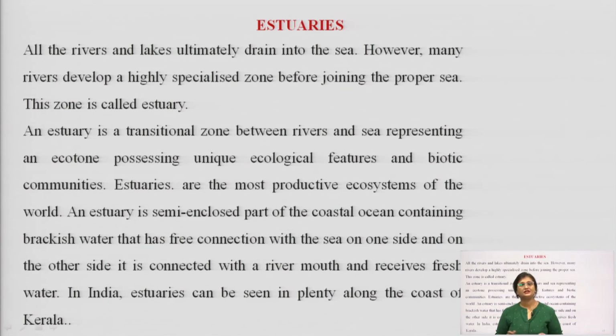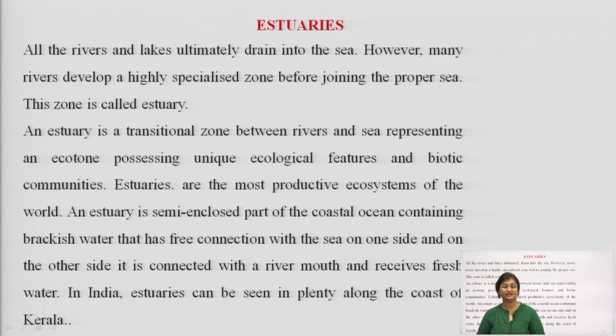An estuary is a transitional zone between rivers and sea. It represents an ecotone possessing unique ecological features and biotic communities. Estuaries are the most productive ecosystems of the world. An estuary is a semi-enclosed part of the coastal ocean containing brackish water that has free connection with the sea on one side, and on the other side it is connected with a freshwater river mouth and receives fresh water. In India, estuaries can be seen in plenty along the coast of Kerala.